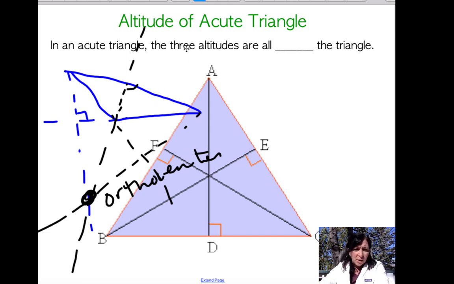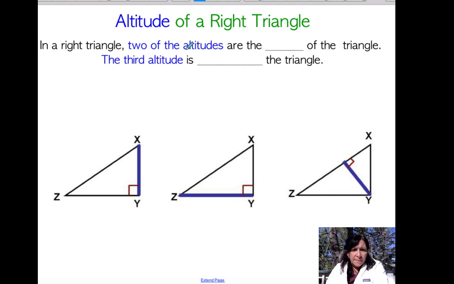They do not have to intersect inside the triangle. They can intersect outside. In a right triangle, the altitudes are the legs of the triangle. So see this, there's my altitude, and for this one, this would just be straight up and down like that. That's the altitude right there, and that would be the height of that triangle.